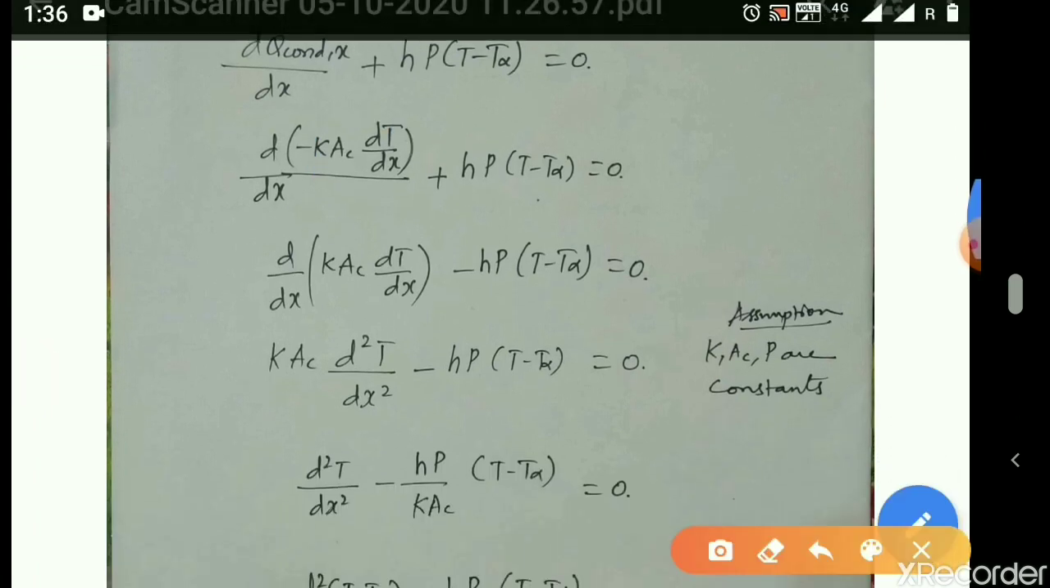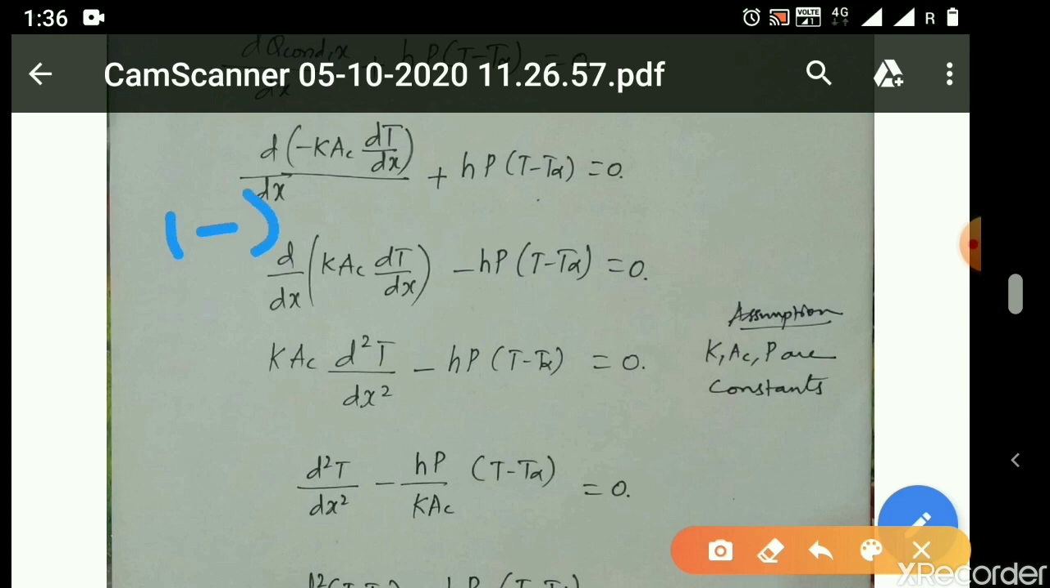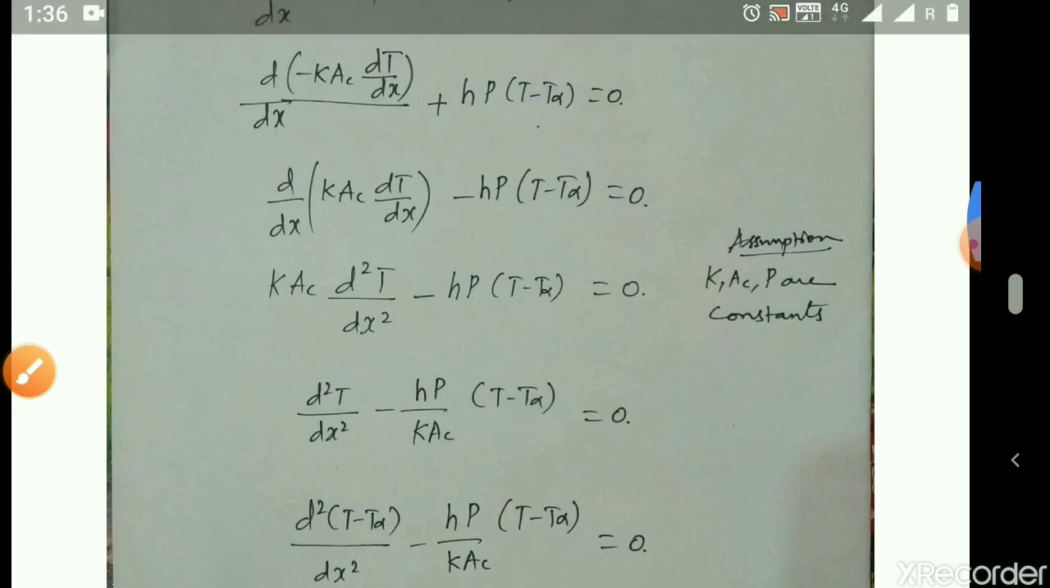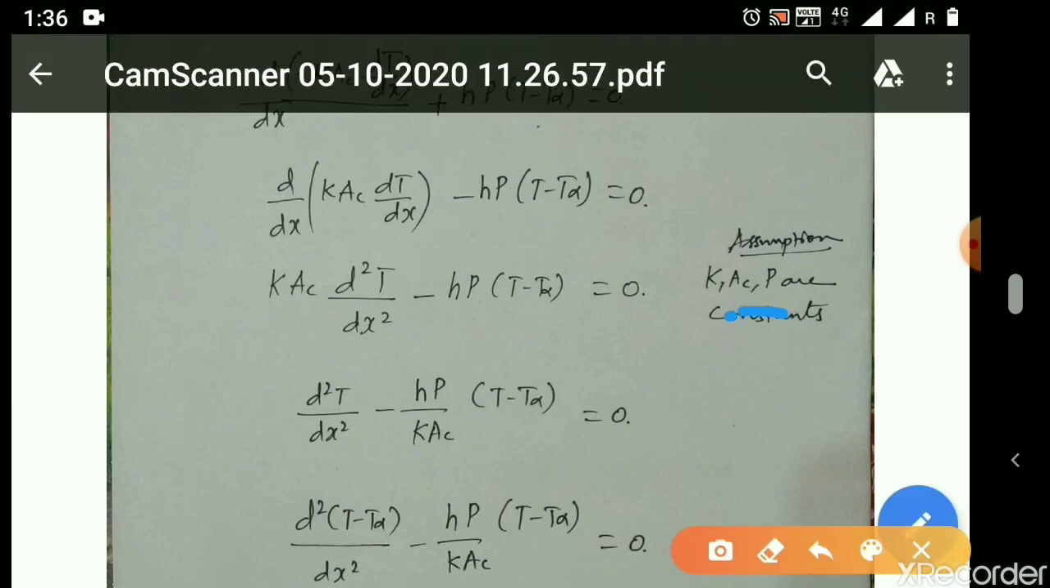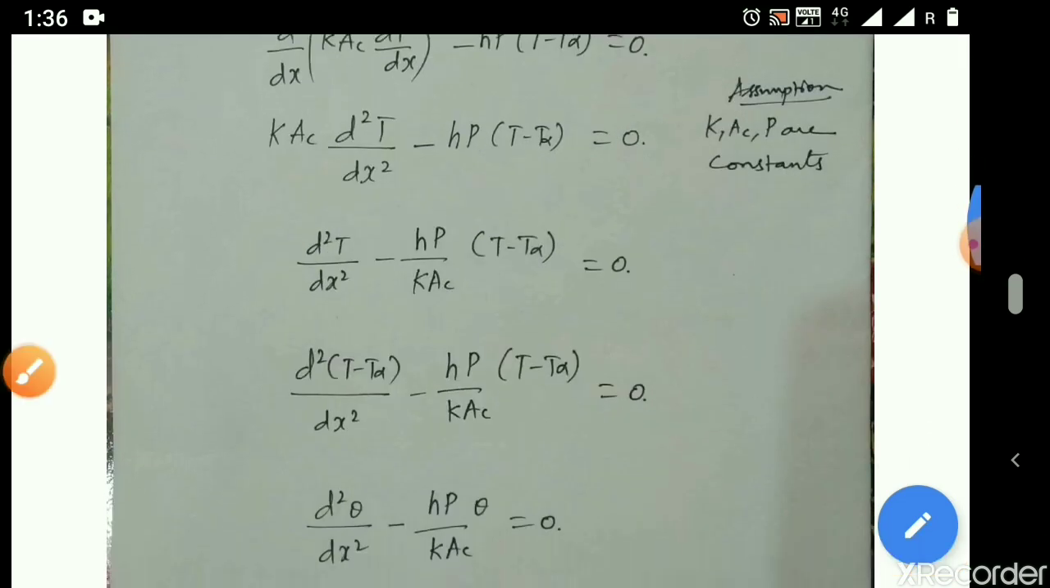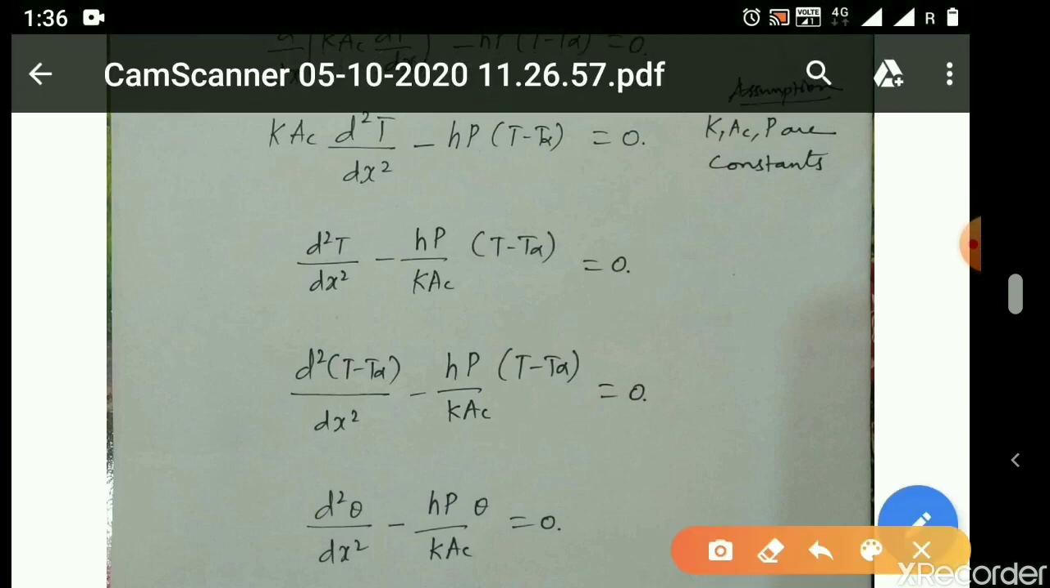And now we multiply both expressions by minus and we get d by dx of kA into dT by dx minus hP into T minus T infinity equals 0. In the assumptions itself we took thermal conductivity, cross sectional area and perimeter to be constant, so we can take k and Ac out of the differentials and we will have kAc into d square T by dx square minus hP into T minus T infinity equals 0. Now we divide both expressions by kAc, and we get d square T by dx square minus hP by kAc into T minus T infinity equals 0.